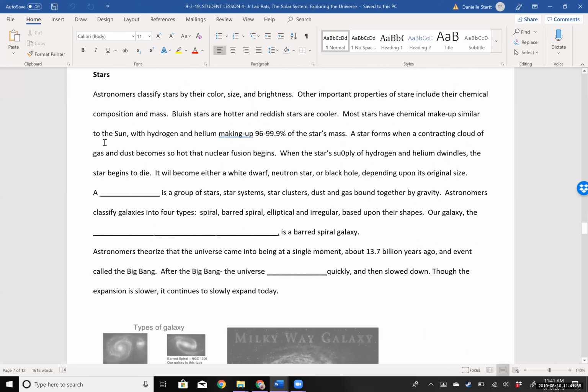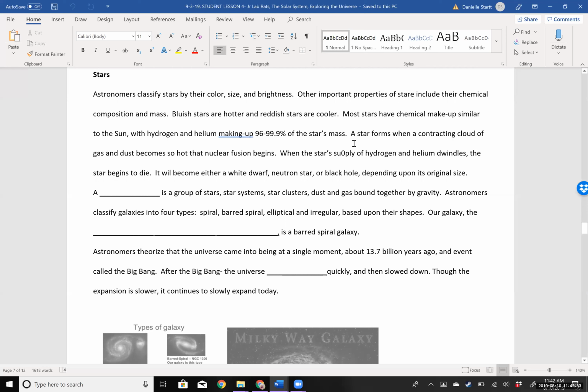So stars, okay? Astronomers classify stars by their color, size, and brightness. Other important properties of stars include their chemical composition and mass. Bluish stars are hotter than red, and reddish stars are cooler. Same thing with flames, right? The bluish part of a flame is hotter than the reddish part. Most stars have a chemical makeup similar to the sun, with hydrogen and helium making up 96 to 99.9% of the star's mass. A star forms when a contracting cloud of gas and dust becomes so hot that nuclear fusion begins. There it is again, nuclear fusion.